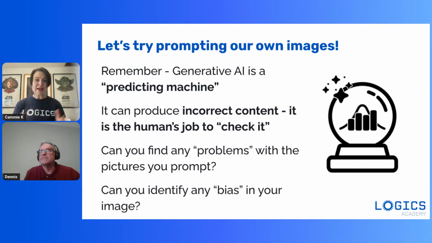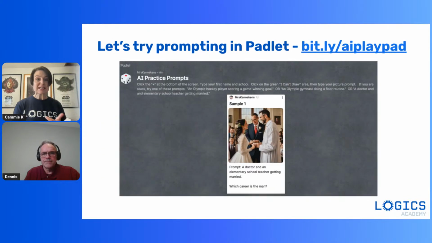So please remember that. Because AI is a predicting machine, it makes mistakes. It's our job to be looking for those problems and to find them. A good way to identify both bias and problems in AI generated output is by using visuals. So we're going to continue to practice our prompting, but also our bias detection and our fabrication or hallucination detection by using some images.